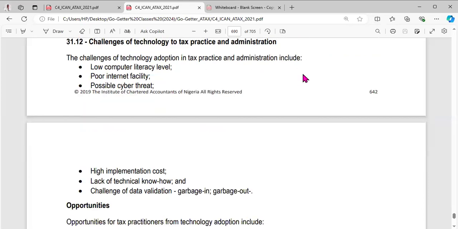We have ransomware that could also capture your data and put it to ransom. We have high implementation costs. Of course, we know that compliance or sometimes setting up these things could be low. But at the time you are implementing technology, that cost is going to be very high. But in the long run, its operational cost is low, but implementation cost is high.